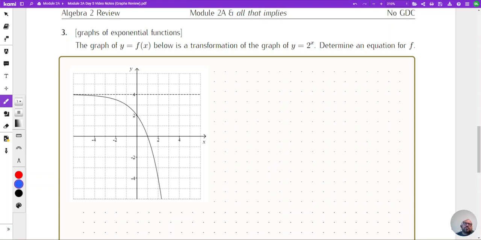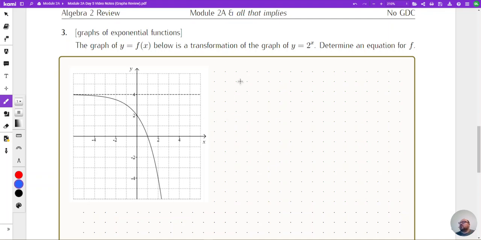In this video, we'll be discussing how to look at a transformation of an exponential function and determine the equation from a graph. So here we have the graph of y equals f of x as a transformation of y equals 2 to the x. Determine an equation for f.